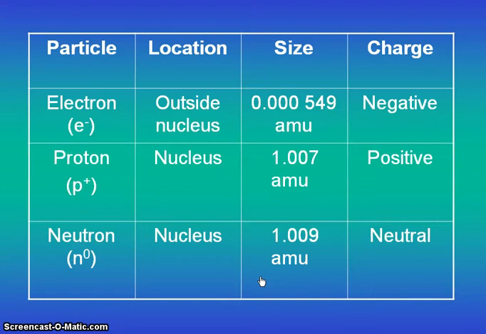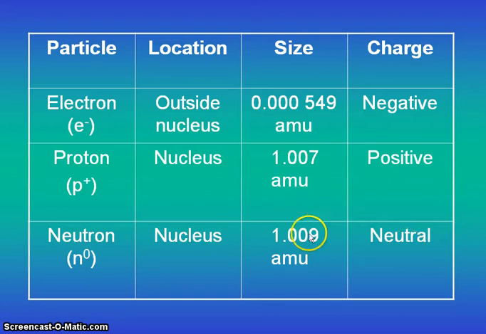This is a table that just relates the subatomic particle with where it is located, what size it is, and what its charge is. So electrons, again, are located outside the nucleus, and they are very, very tiny, 0.000549 AMUs, and they have a negative charge. Protons are found in the nucleus, and they are 1.007 AMUs, and they have a positive charge. And neutrons are also located in the nucleus. They're slightly larger than a proton at 1.009 AMUs, and they are neutral, so they do not have a charge.